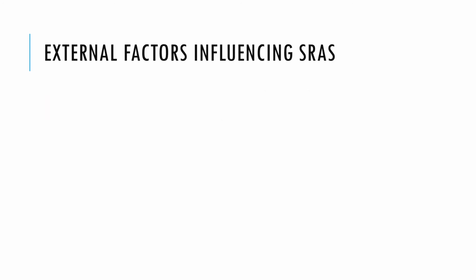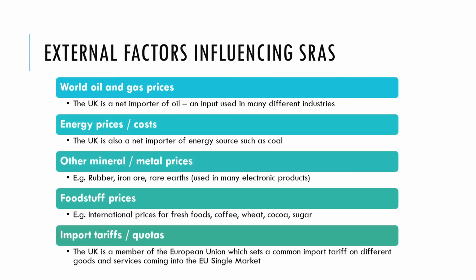So to wrap up, what might be external factors influencing the short-run aggregate supply curve? Well, oil and gas prices would be particularly relevant for the UK as we're a net importer of energy. Energy prices and costs, so things like coal, other minerals or materials, perhaps foodstuffs, so coffee, wheat, sugar, all those kind of things. And tariffs and quotas. Currently, the UK is a member of the European Union, but if they were to leave the single market, there might be quotas or tariffs imposed, which would have an impact on the costs to business and therefore their willingness to supply at a certain price level.